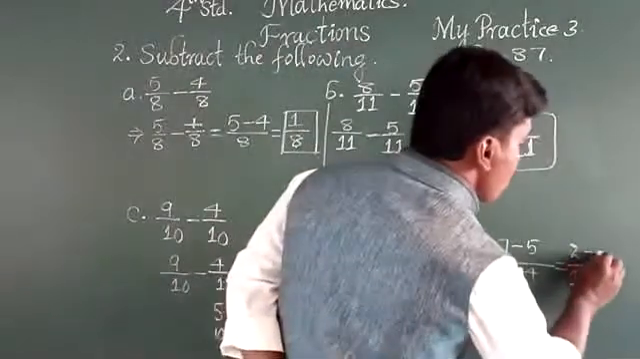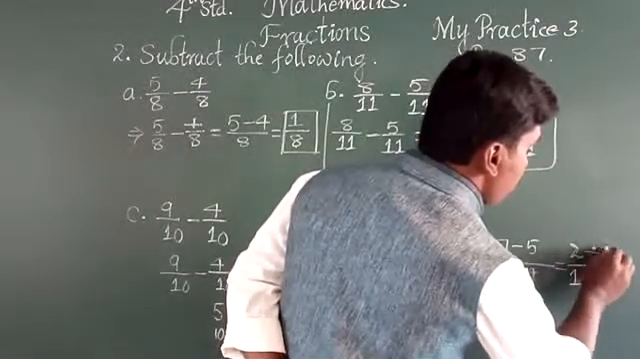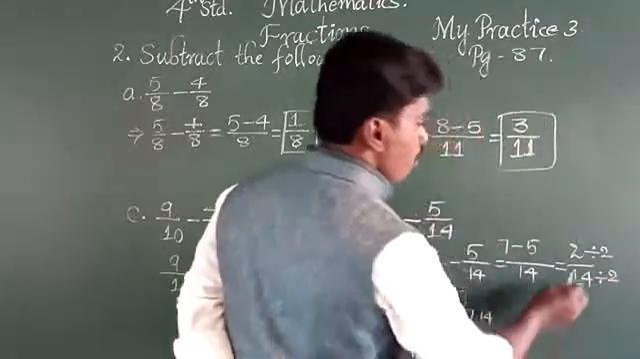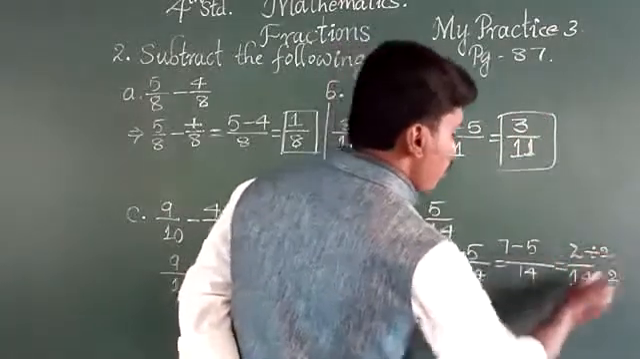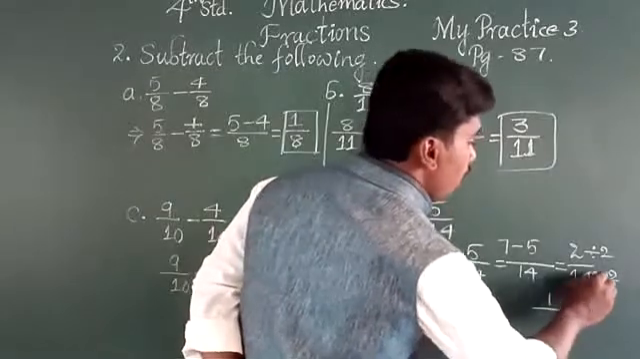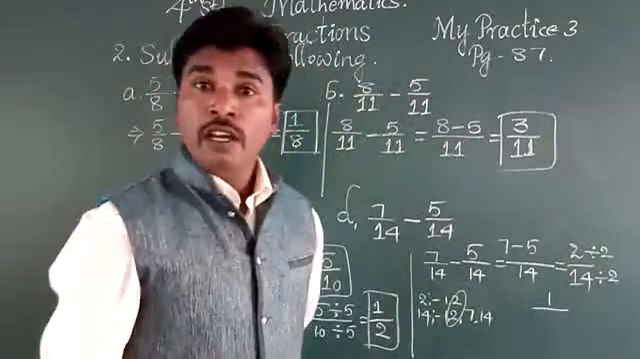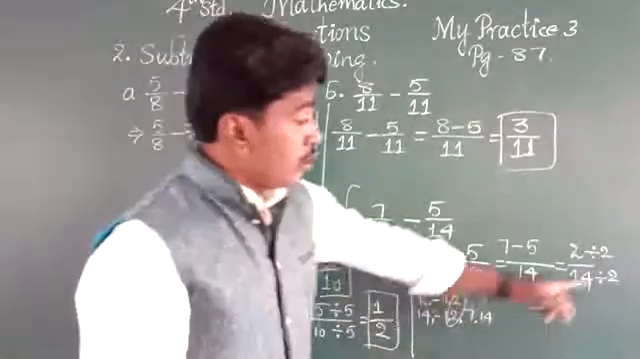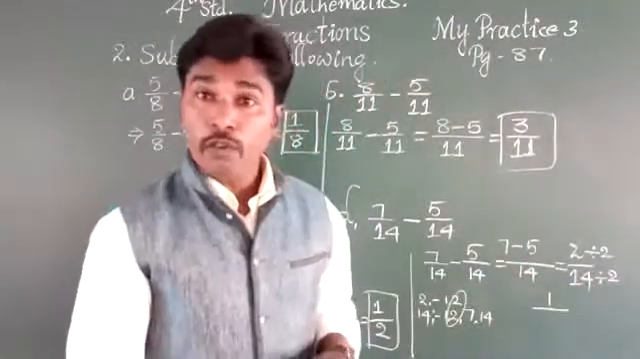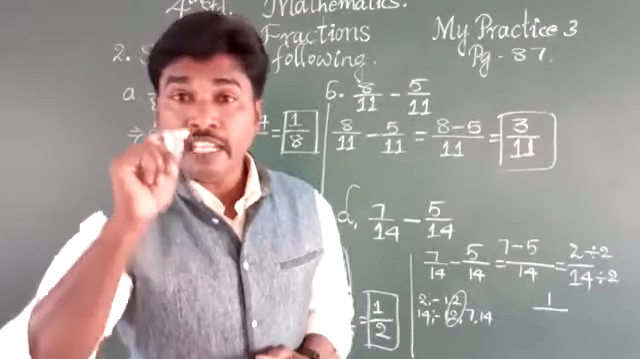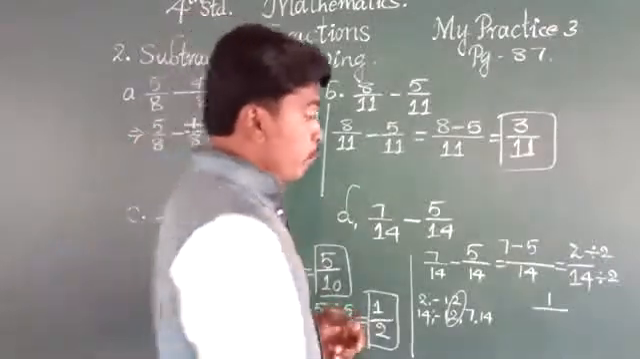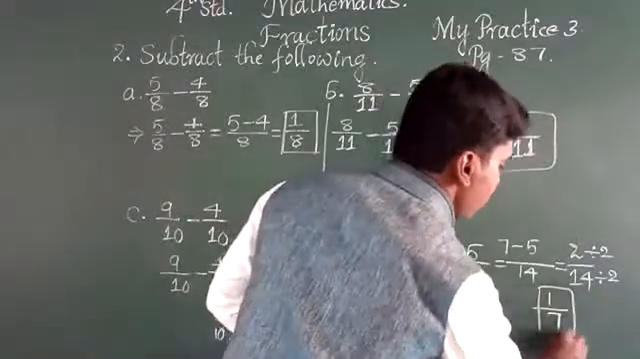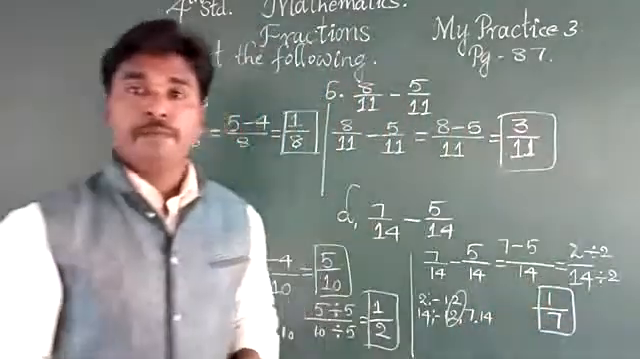So the numerator is divided by 2 and the denominator is also divided by 2. 2 divided by 2 is 1. 14 divided by 2, how many times do you get? 2 sevens are 14. So it divides 7 times. So the answer is 1 by 7.